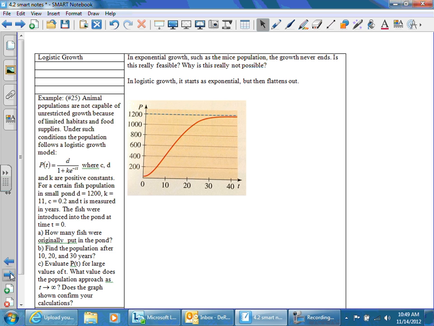So it kind of starts out growing exponentially, and then all of a sudden it's going to take this turning point, and it's going to start to flatten out. Where this guy right here is going to be your carrying capacity. So you can only have this amount. That's all that's sustainable for the given conditions.